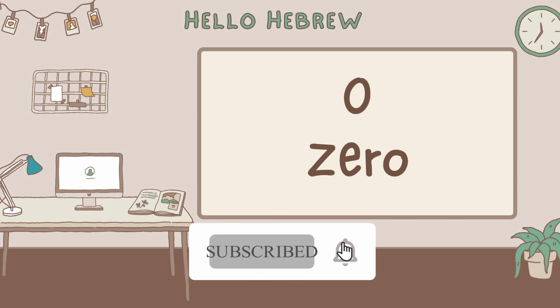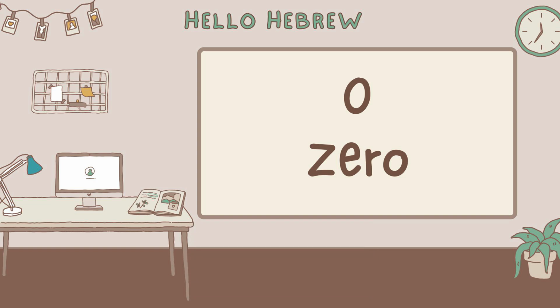אפס. Now listen, then repeat. Remember to speak aloud. אפס. Say 0. Once again, אפס. Okay.